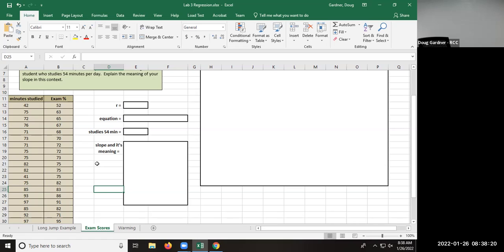There is a command for it. If you type equals SQRT, start parentheses.